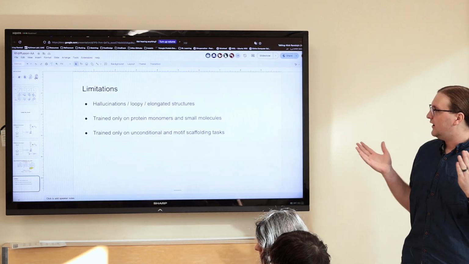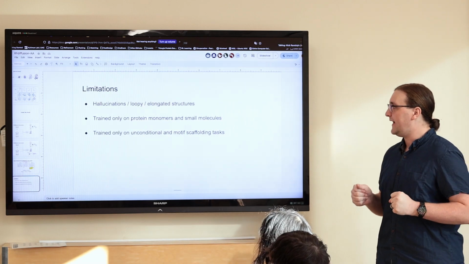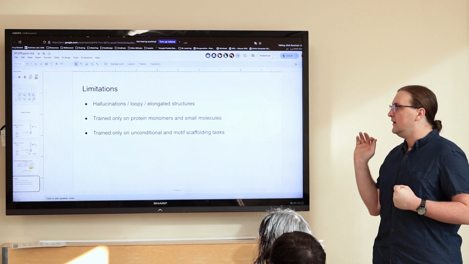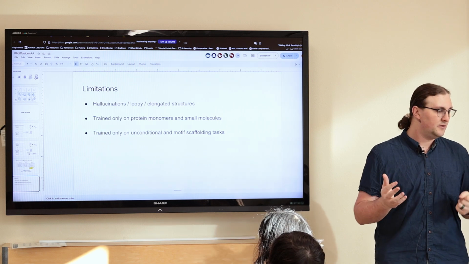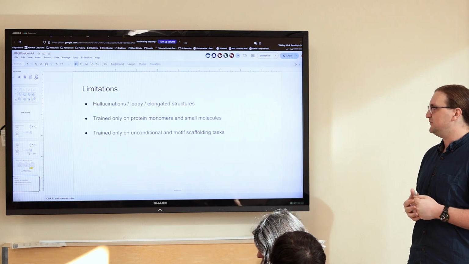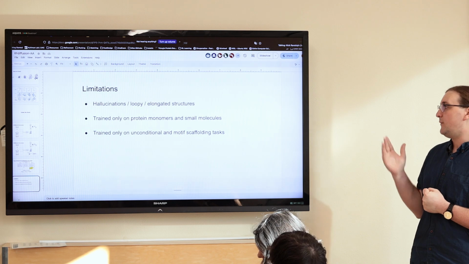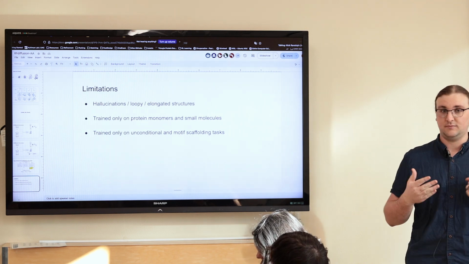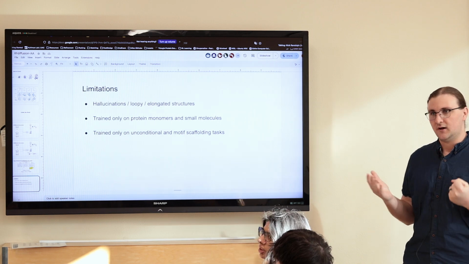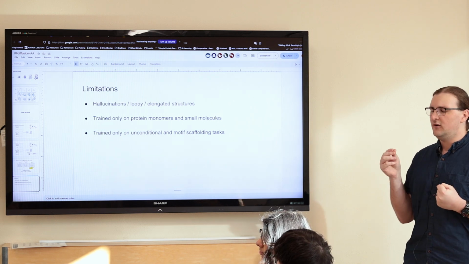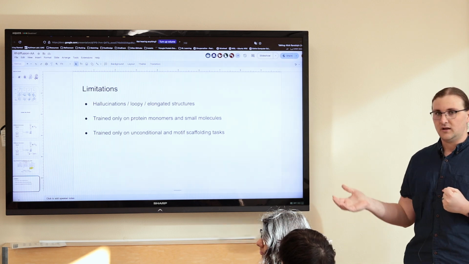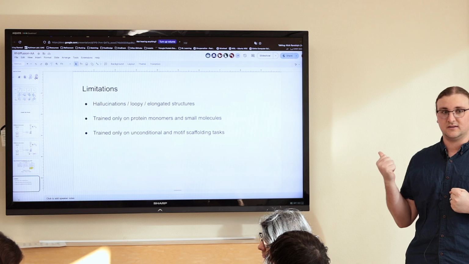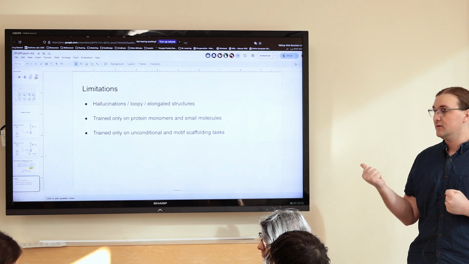So that's pretty much all for the main overview of RFdiffusion All Atom. Some limitations. Similar to RFdiffusion, it has hallucinations, loopy regions, elongated regions. Those are just kind of properties of this diffusion process that unfortunately just persist. Some other limitations are that the diffusion part was only trained on protein monomers and small molecules, which is rather unfortunate because RF All Atom modeled covalent modifications, nucleic acids, and things like that. So it is kind of disappointing that it was only trained on small molecules and monomers.